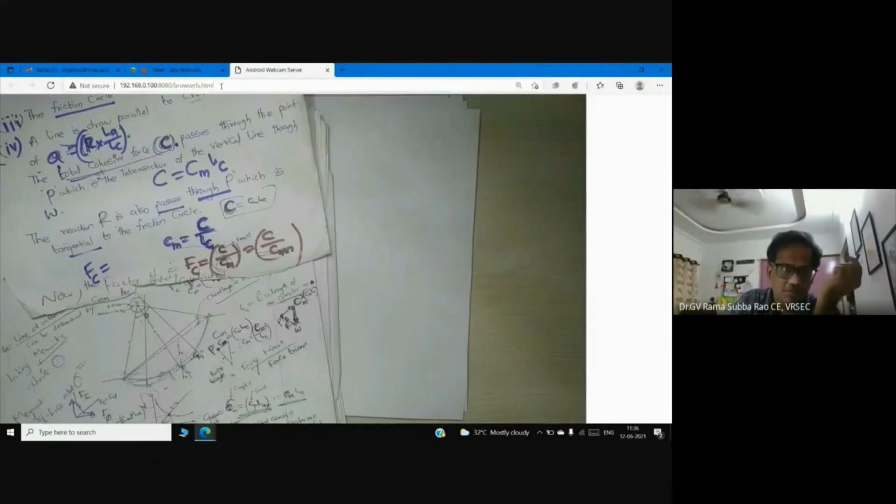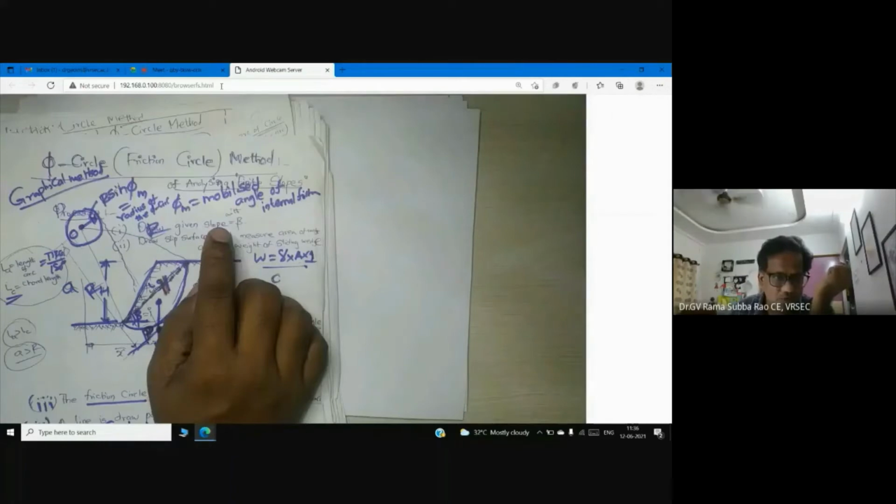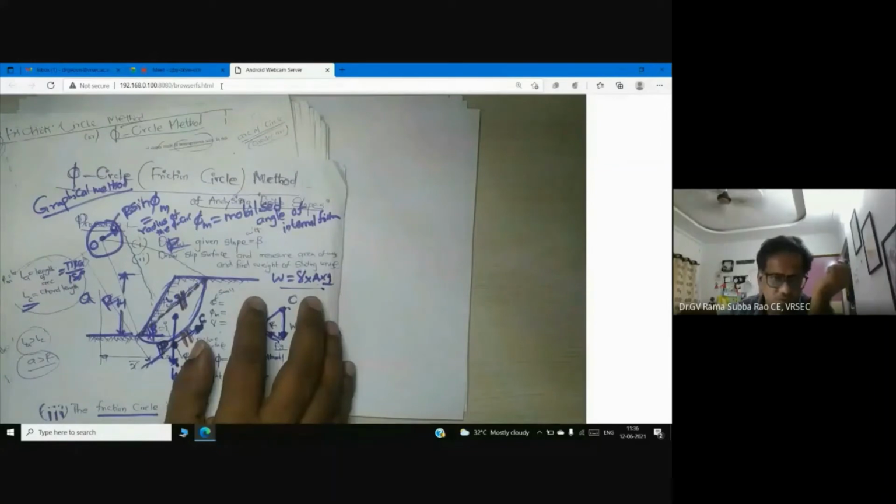Given slope. Here you see I have a slope. So first you draw this slope. After drawing this slope, select one slip surface, what I call the failure surface. First we need to calculate the weight of this sliding mass. The weight is vertical, acting at the center. So I got W. How did I get W? W is equal to gamma into area into 1.